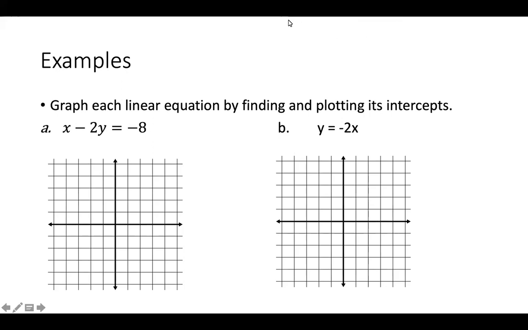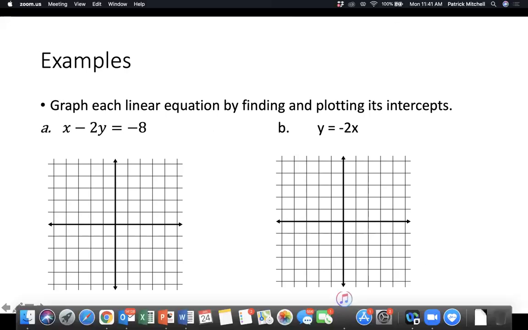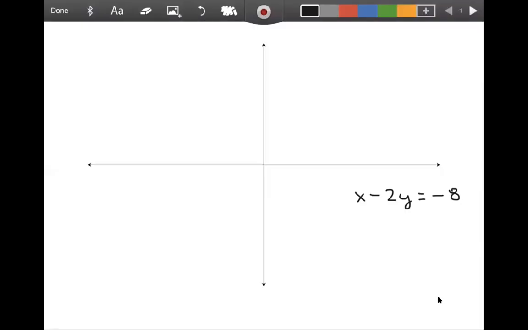All right, so let's go over to the tablet. All right, so here is the first problem. x minus 2y equals -8. We want to graph that using the intercepts. So remember, graphing using the intercepts is a special kind of point plotting method. It's just that you're finding two specific points. Remember, to find the y-intercept, you set x equal to 0. And to find the x-intercept, you set y equal to 0.